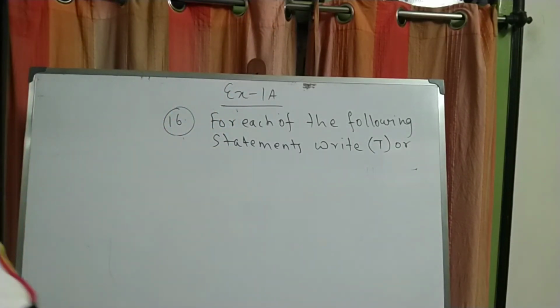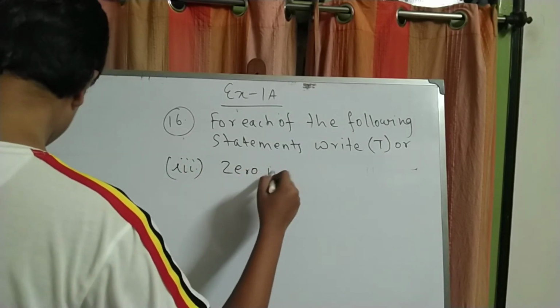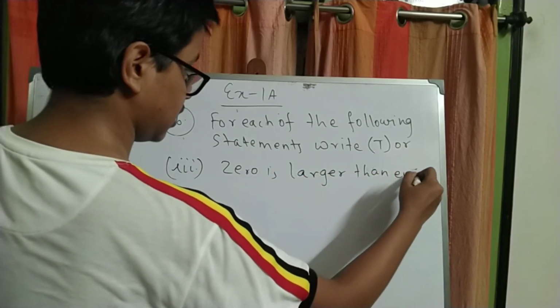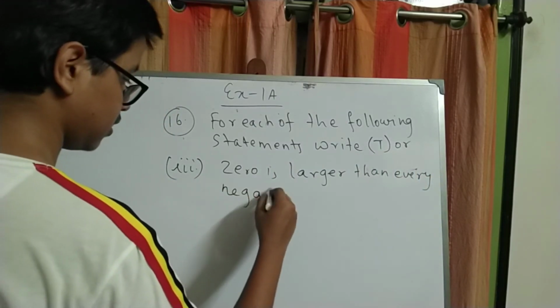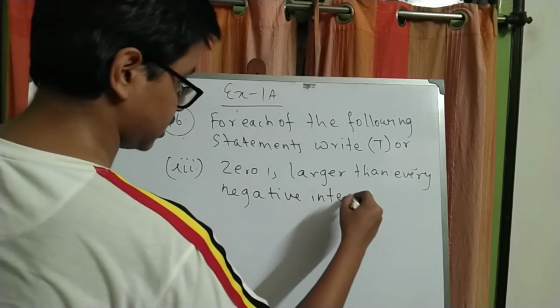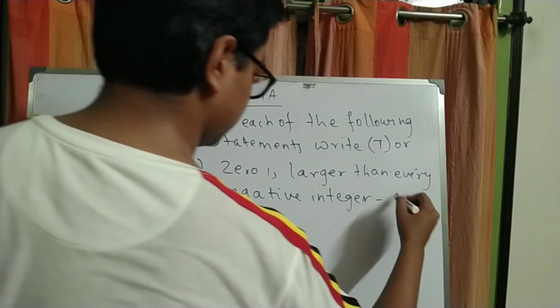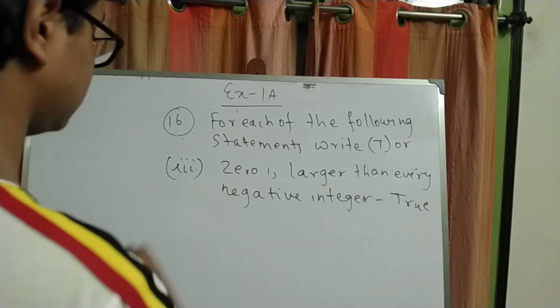Now I will go to question number 3, that is 0 is larger than every negative integer. This statement is totally true, because 0 comes first, after that all the negative integers. So 0 is the largest number here. This is absolutely true.